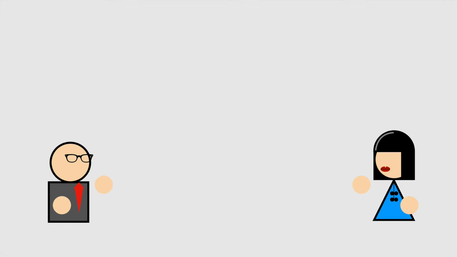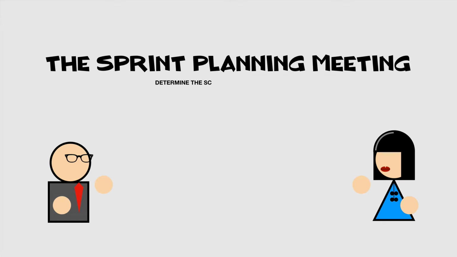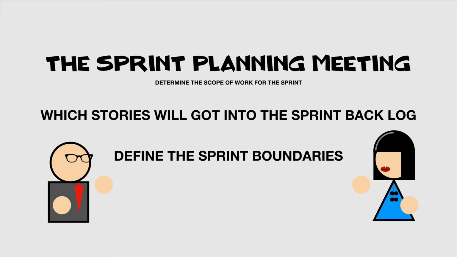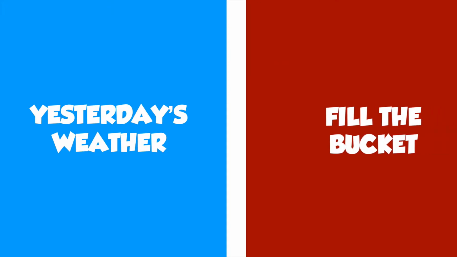The sprint planning meeting is a crucial ceremony in Scrum. The aim of the sprint planning meeting is to identify the following: which stories will move from the product backlog and into the sprint backlog, define the sprint boundaries, and agree on the goal of the sprint. In this video, I'm covering two methods for defining how much work is moved from the product backlog and into your sprint backlog. Those two methods are yesterday's weather and fill the bucket.